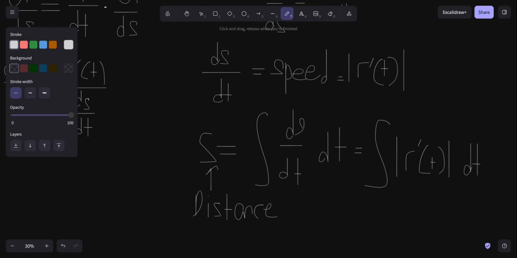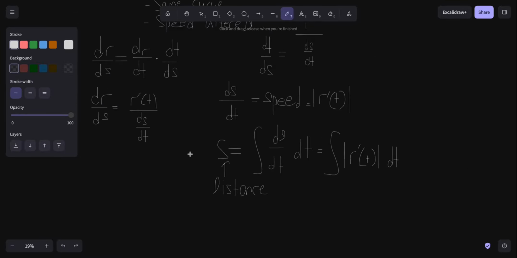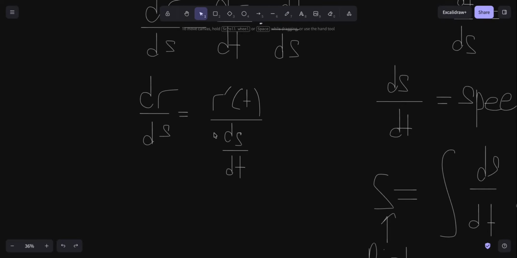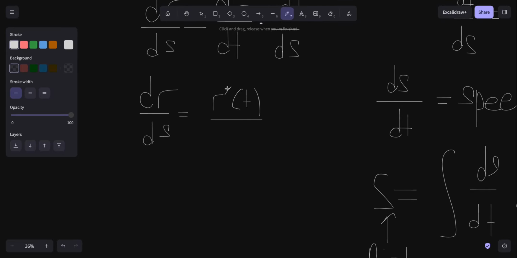If you like looking at calculus in an informal way, then the dt's cancel out and the integral of ds is just going to be s, right? But if you want to look at it in a more formal way, this is just going to be the fundamental theorem of calculus, right? If you're integrating ds over dt with respect to time, then that's just going to give you your net change in distance. And so this ds over dt, we can replace it with the magnitude of r prime of t.